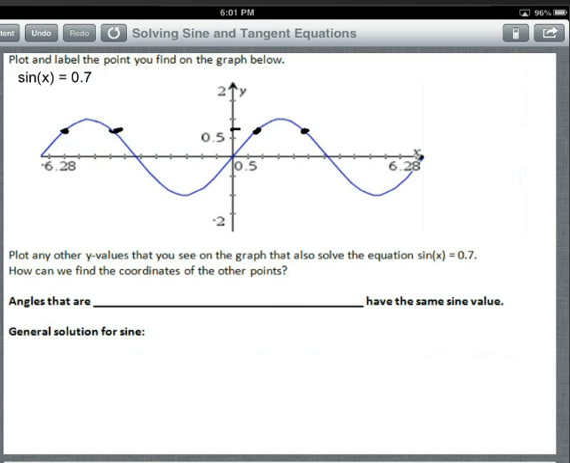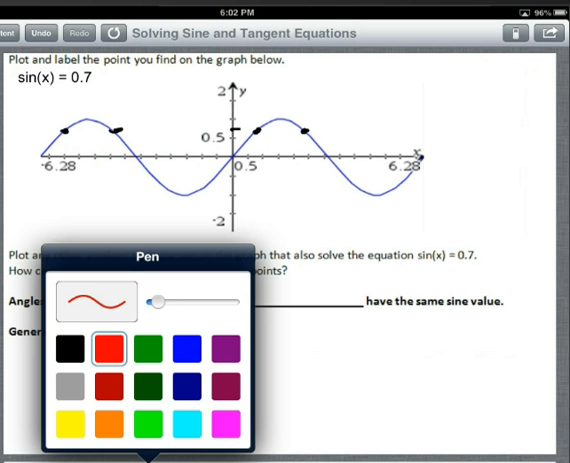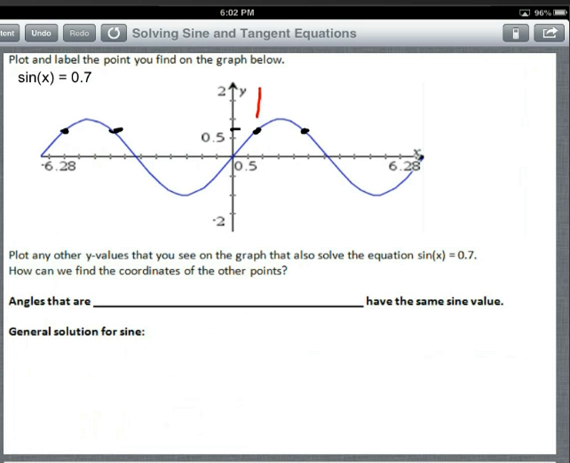Now the principal angle, I'll mark that one in red, would be that one, because that's the one closest to 0. So that's the one we're going to get on the calculator. So let's stop for a moment and see what we get on the calculator.